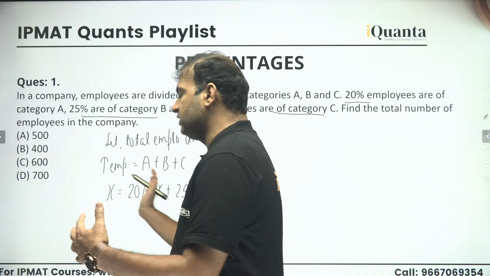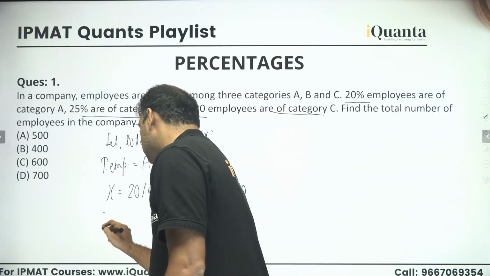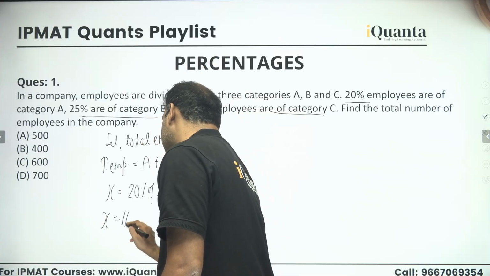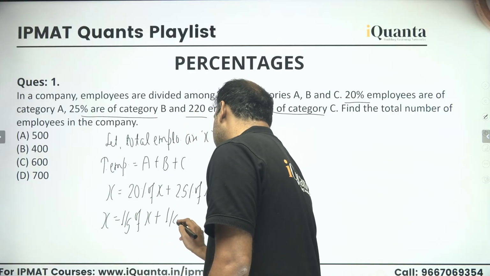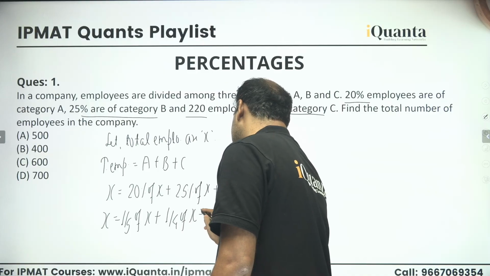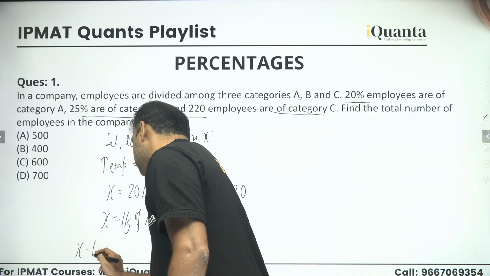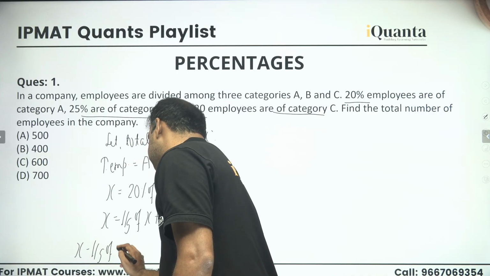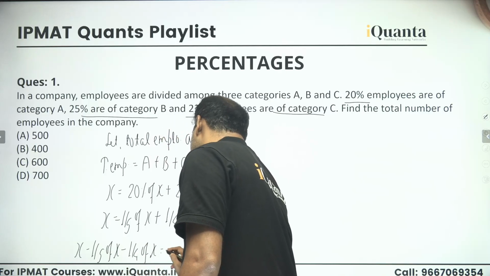Let's take everything in variable form on one side and constants on the other side. So this will be 20% is 1 by 5 of X, 25% is 1 by 4 of X, plus 220, right? Now taking the variable on one side, X minus 1 by 5 of X minus 1 by 4 of X, and the right hand side is 220.